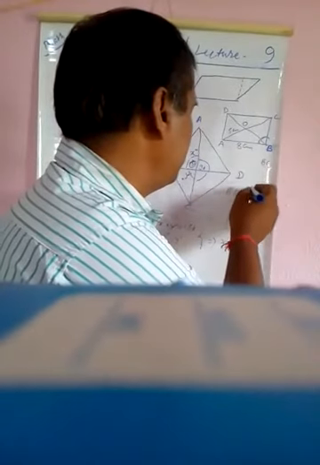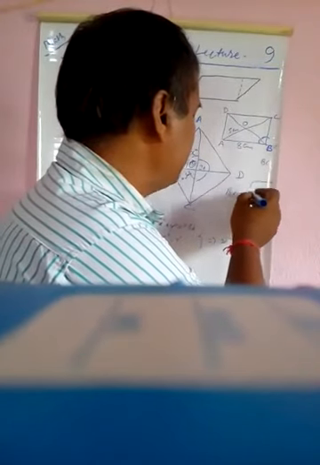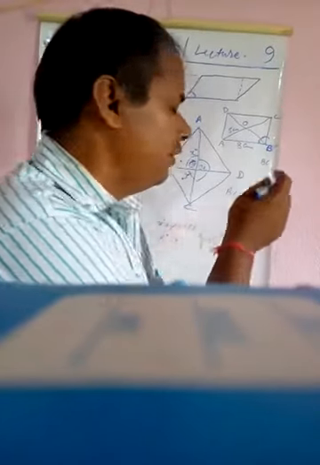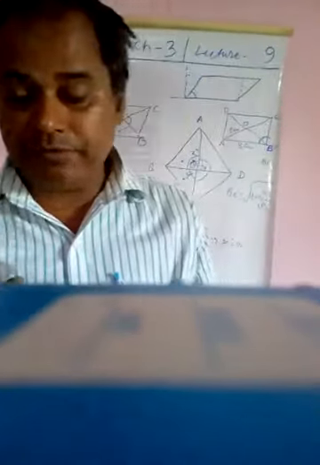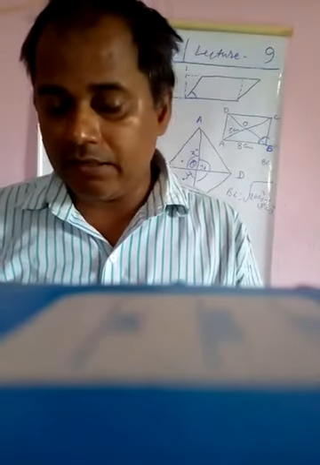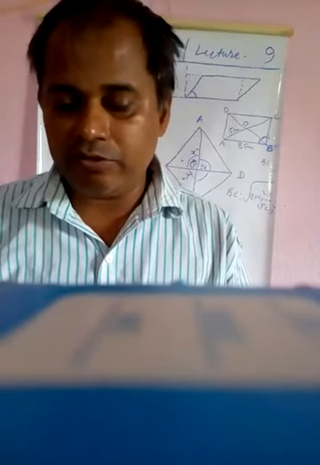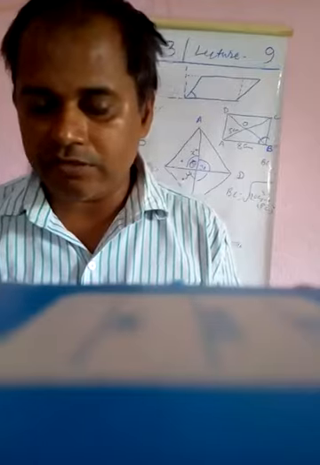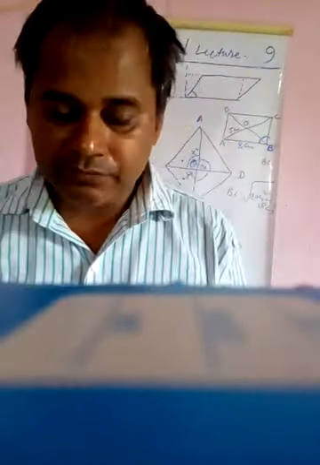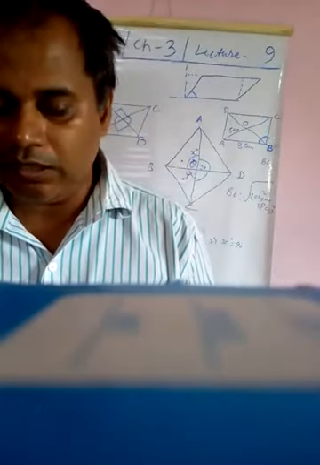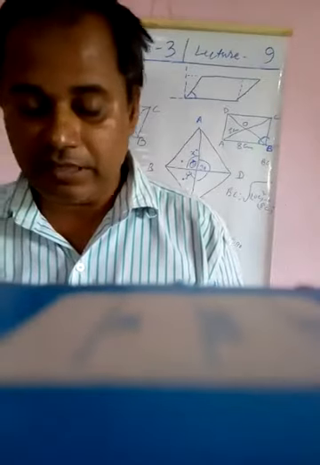Therefore, BC is equal to root under 10 centimeter square minus 8 centimeter square, by using the Pythagoras theorem. By Pythagoras theorem in right angle triangle ABC, AB square plus BC square is equal to AC square, or 8 square plus BC square is equal to 10 square. Therefore, BC square is equal to 100 minus 64 is equal to 36. Thus, BC is equal to 6 centimeter.